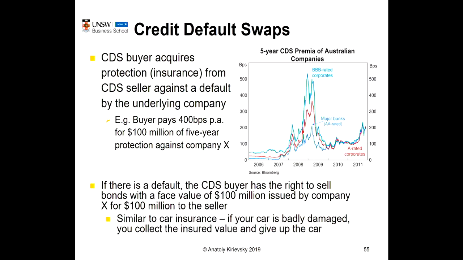And you can see that before the GFC, there was a massive distinction between the three. Post GFC, the three lines actually collapsed. So whether it's a single A rated corporate, triple B rated corporate, or a major bank, the pricing was all the same.